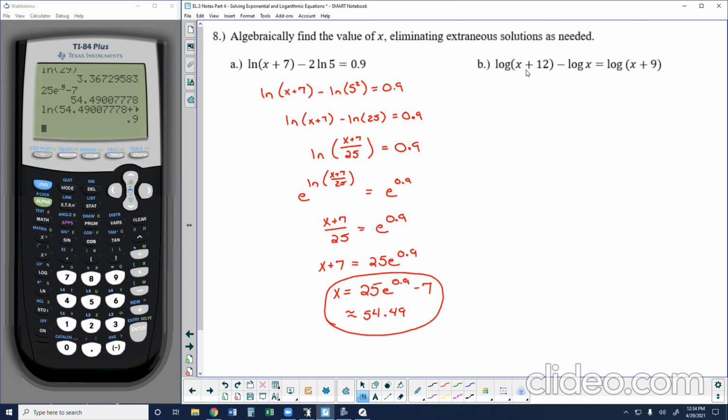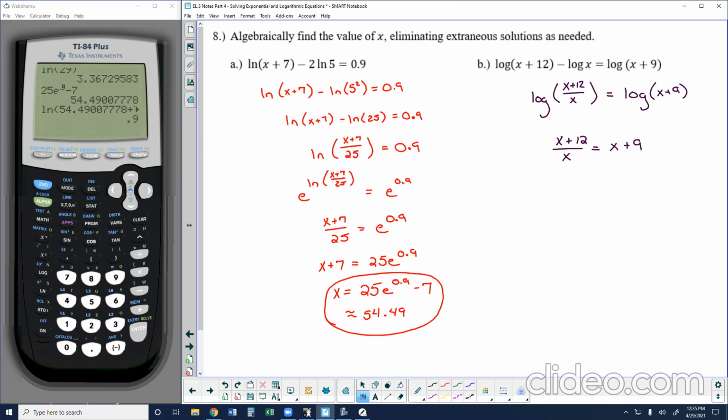I see here that I have 2 logarithmic expressions on the left side of the equation, so I can try to combine those using the quotient property. So this would give me log base 10 of x plus 12 over x, dividing their input values. Now I notice that the other side of the equation is also log base 10. Thus, I can use the uniqueness property. So the uniqueness property would tell me that the inputs of these logarithms would be equivalent. So now I just have x plus 12 over x equal to x plus 9.